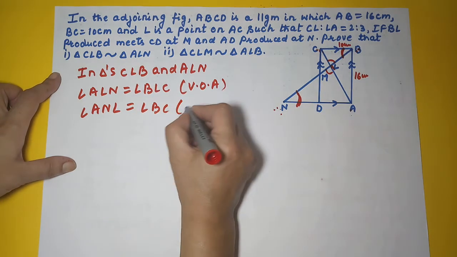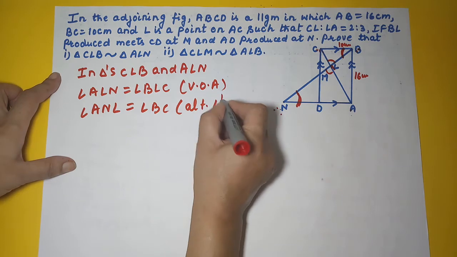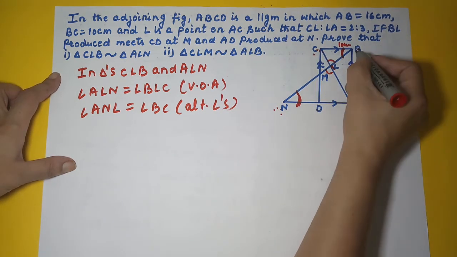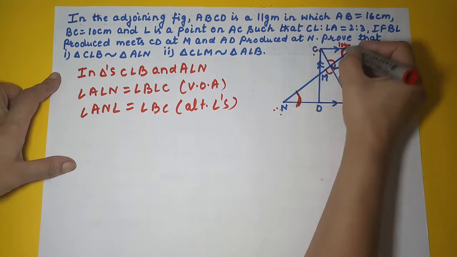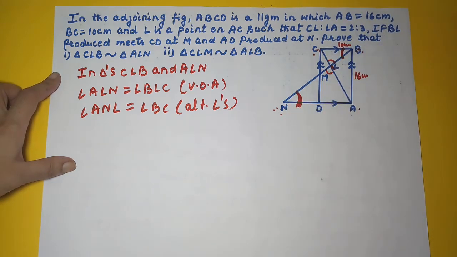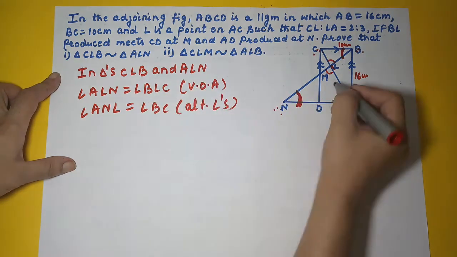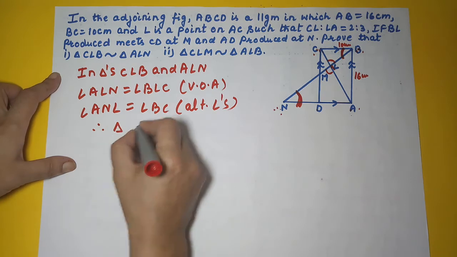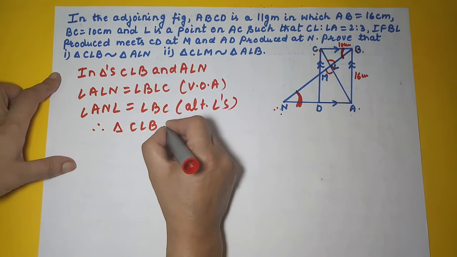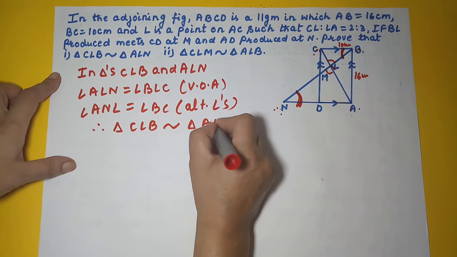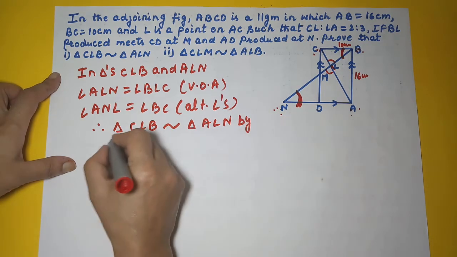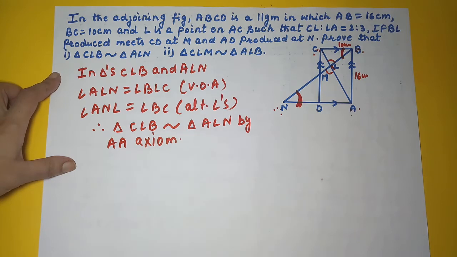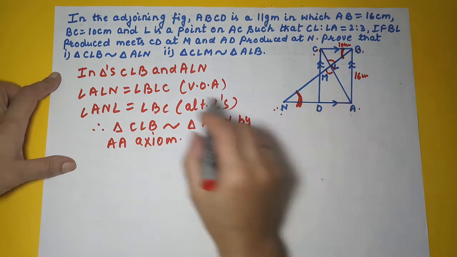alternate angles. Why? Because DA is parallel to BC, right? And BN is the transversal. So this angle will be equal to this angle, alternate angles. So you have proved in these two triangles, these angles are equal. So you can say, therefore, triangle CLB is similar to triangle ALN by AA axiom, right? Okay.